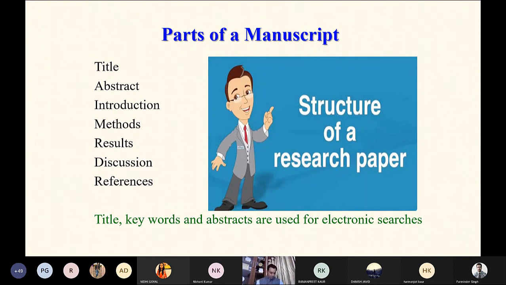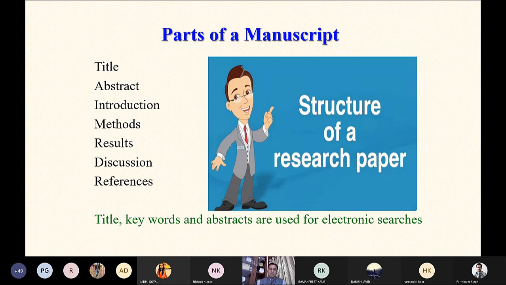So I will talk about all these things: why the title is important, why the abstract is important, how the introduction plays an important role, and what exactly we include in the research methodology section, so that we can pay attention to all these different parts of the manuscript, because we cannot ignore even a single part of this manuscript.